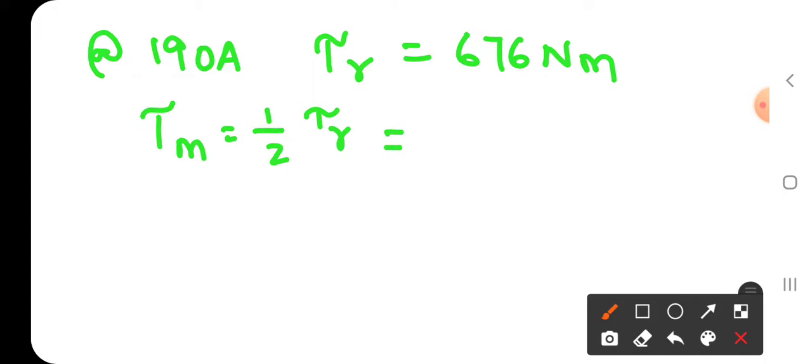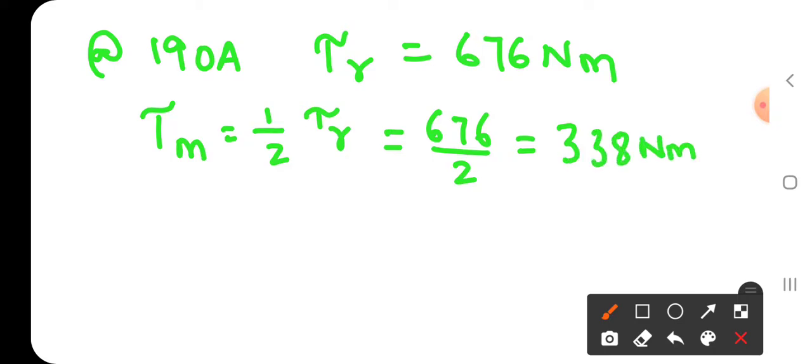So hence 676 by 2 is approximately 338 Newton meters. Yes, 338 Newton meters. So now again go to the graph and find out the corresponding armature current.